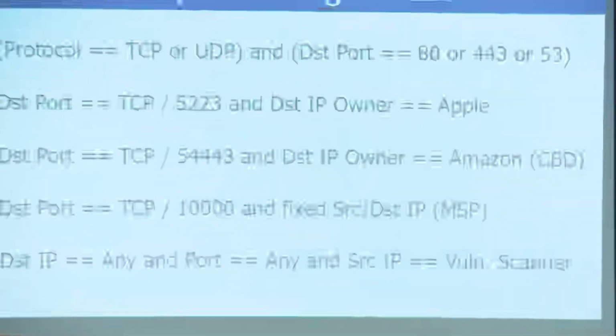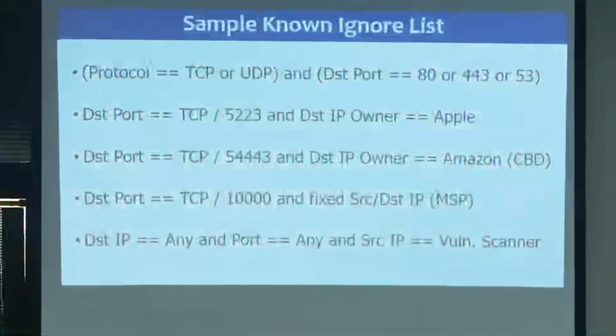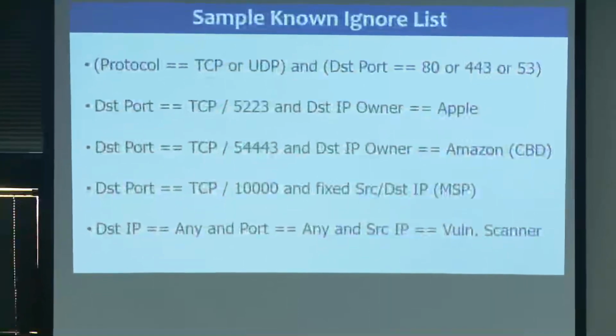Just a simple ignore list. The first line really says, if the protocol is TCP or UDP and the port is 80, 443, or 53, so that's web and DNS, I don't care. Right? I'm not collecting the data. Just drop that line.